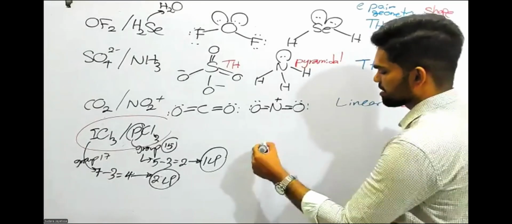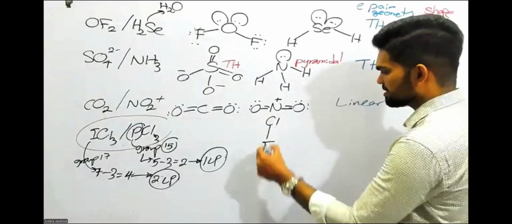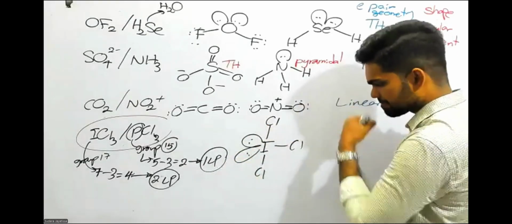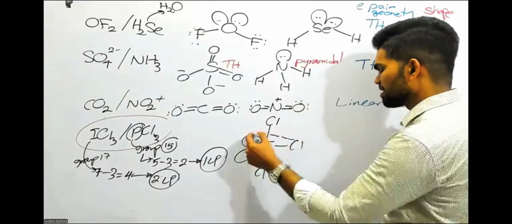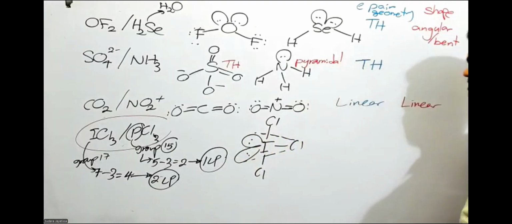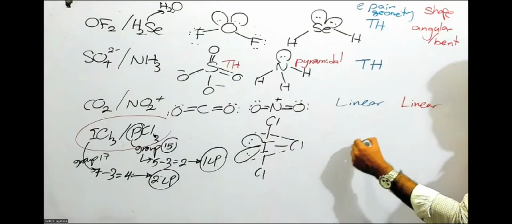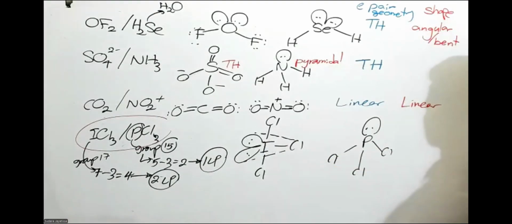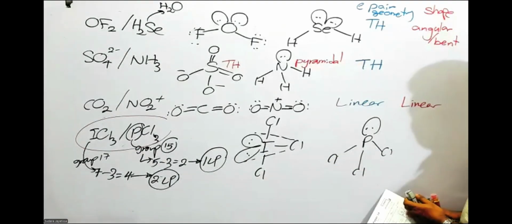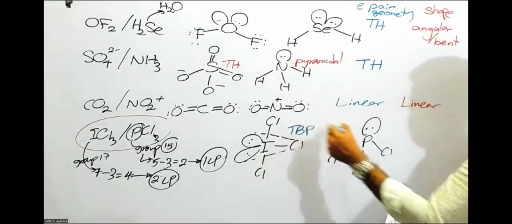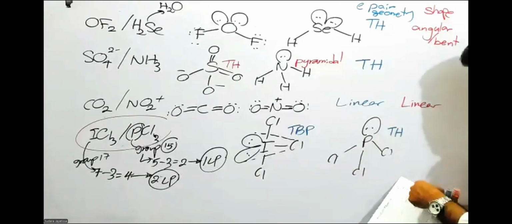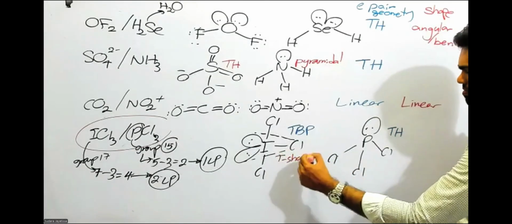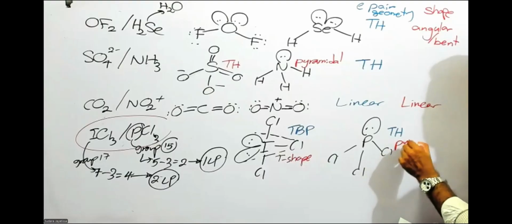Very good. So ICl3 is going to be like this. What is this geometry? Trigonal bipyramidal electron pair geometry and T-shape. But your PCl3 has only one lone pair. Something like this, pyramidal. So this is trigonal bipyramidal. This one is tetrahedral. The shapes are going to be: this one has T shape, and this has a pyramidal shape.